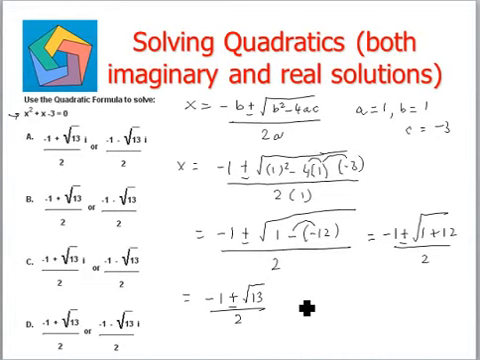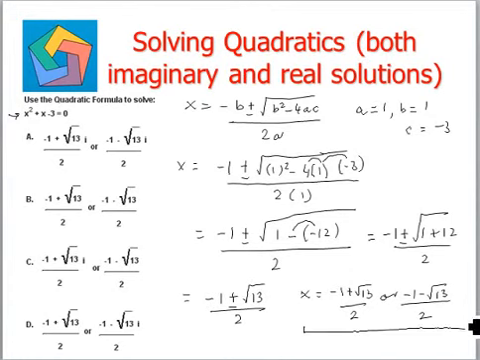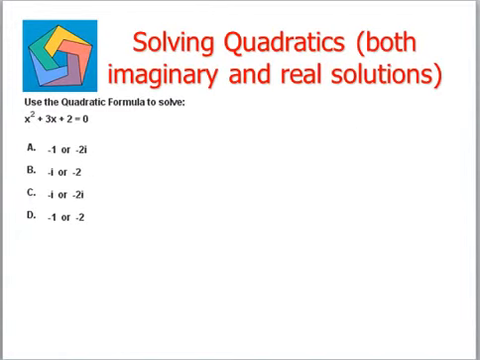So now we'll split into 2. x equals negative 1 plus square root of 13 divided by 2, or negative 1 minus square root of 13 divided by 2. These are the two roots of the equation and can be seen in option B, negative 1 plus root 13 by 2 or negative 1 minus root 13 by 2. Let's move on to the next question.